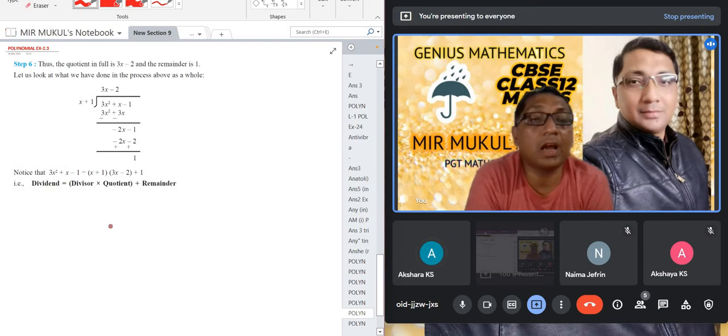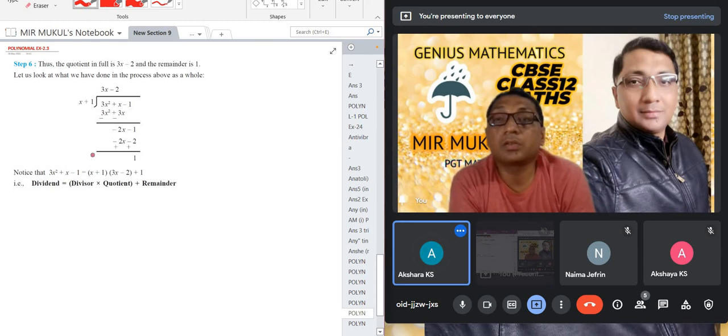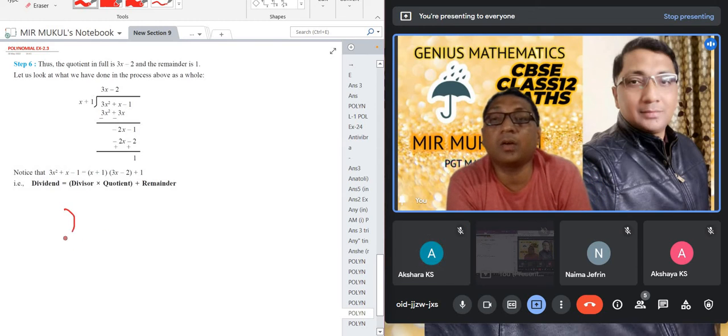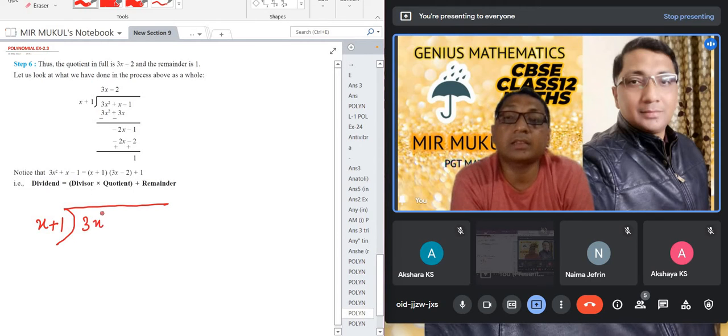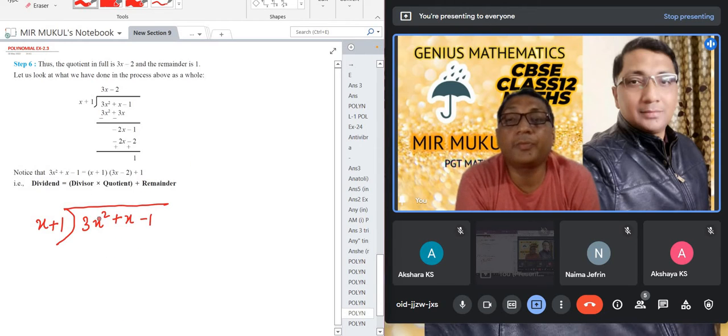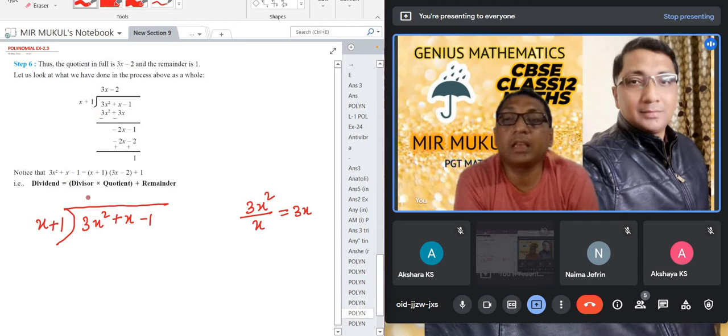I'll show the division again. So once again, just try to understand the complete process. The divisor we have taken is x plus 1, and the dividend is 3x squared plus x minus 1. First you take the first term of the dividend, 3x squared, and the first term of the divisor, x. If you divide, you will get 3x. Then 3x will be the first term of the quotient.